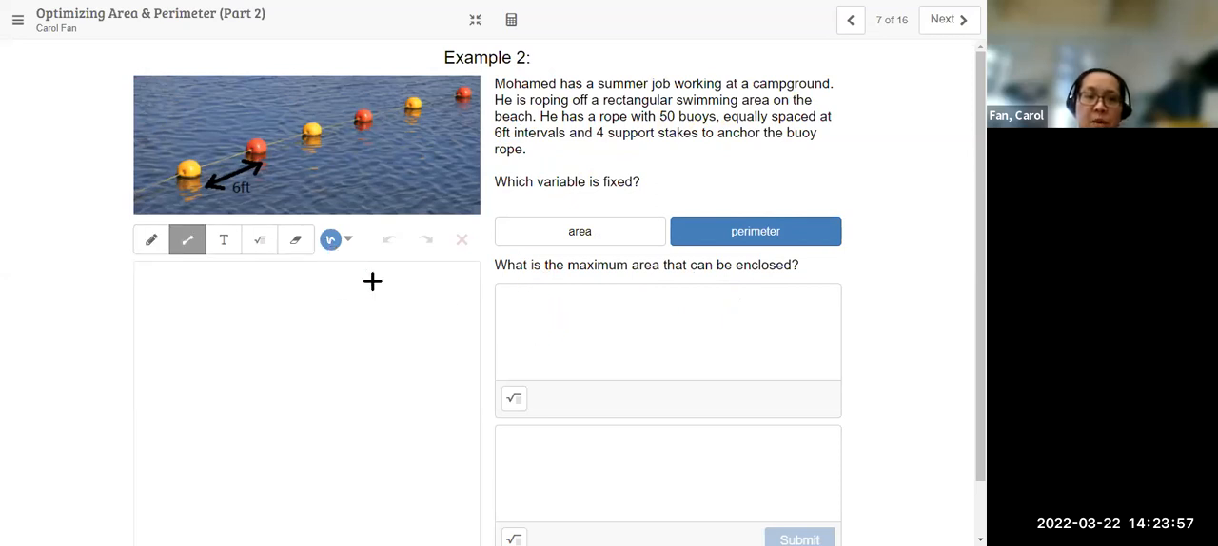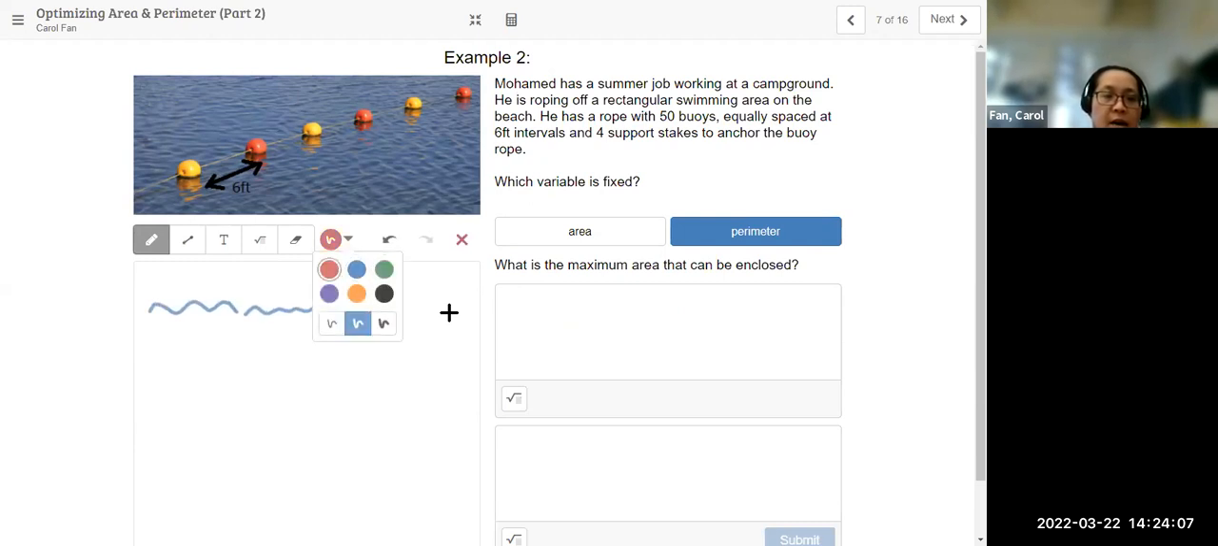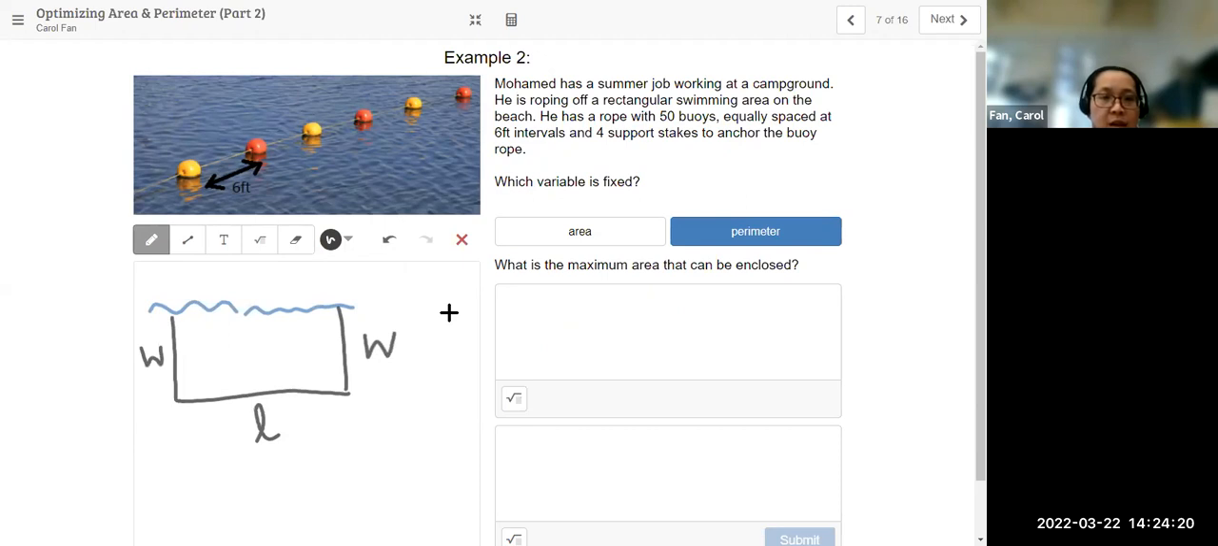Great, let's write down the equation. And actually, I'm going to draw a picture too. Okay, so we've got some water here. And I have my barriers. So I have 2 widths, I have 1 length, and then each of these barriers, there's like little buoys that are 6 feet apart.